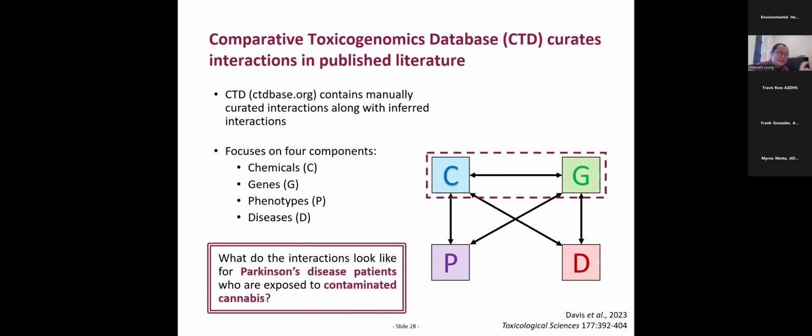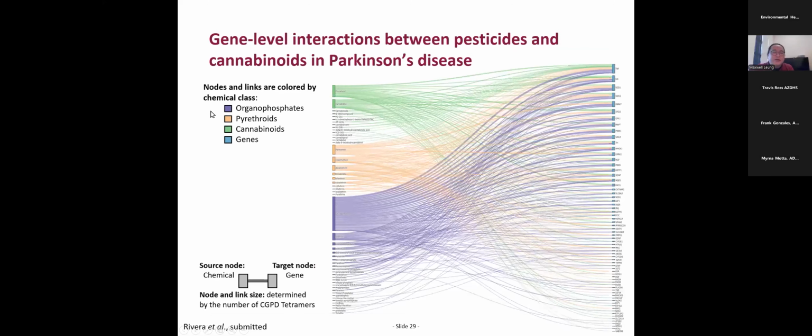If you have a Parkinson's disease patient who is exposed to contaminated cannabis, what are the key gene-level targets that both the cannabinoid and the pesticide are going to hit? Okay, so that's the question. After that, what we have done is look into the database and ask, how many contaminants and cannabinoids can we find in this database?